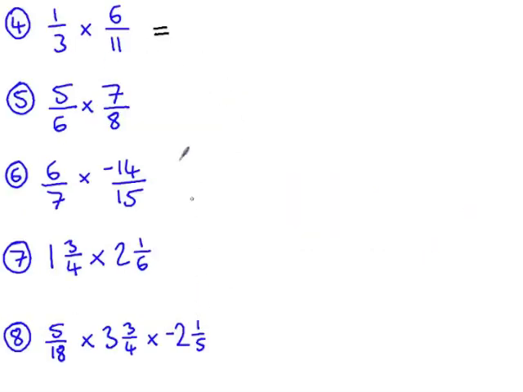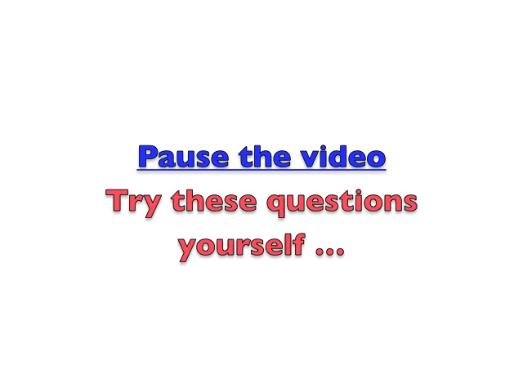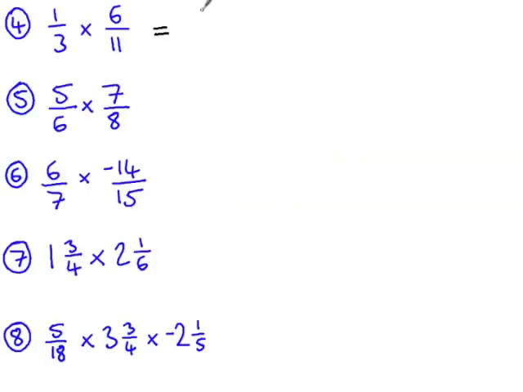Please pause the video now and try these examples for yourself, and then watch my solutions. 1 times 6 is 6, 3 times 11 is 33. But bonus points for simplifying, 6 and 33 are both divisible by 3, so this is 2 over 11. 5 times 7 is 35, 6 times 8 is 48, and this can't be simplified because there are no common factors of 35 and 48.